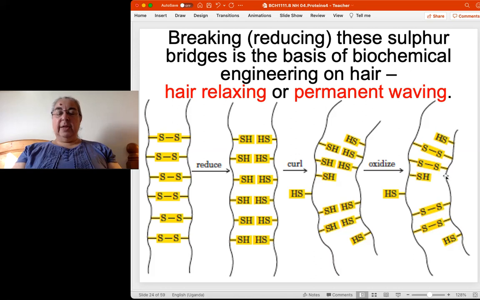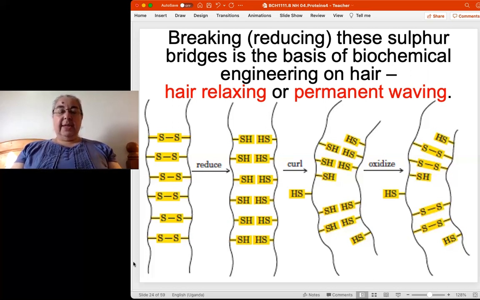So I think that most people in Uganda are more interested in making curled hair straight, so you'd be going in this direction. So the sulfur bridges in the curled hair would be reduced, broken apart like this. The hair would be physically straightened out, and then an oxidation reaction would reform the sulfur bridges, and the hair would be held in the straightened conformation, in the straight shape. Okay, so permanent waving is going in this direction, so reducing the bridges in a straight hair, physically curling the hair around and oxidizing so that the sulfur bridges reform and hold the hair in a curled shape.